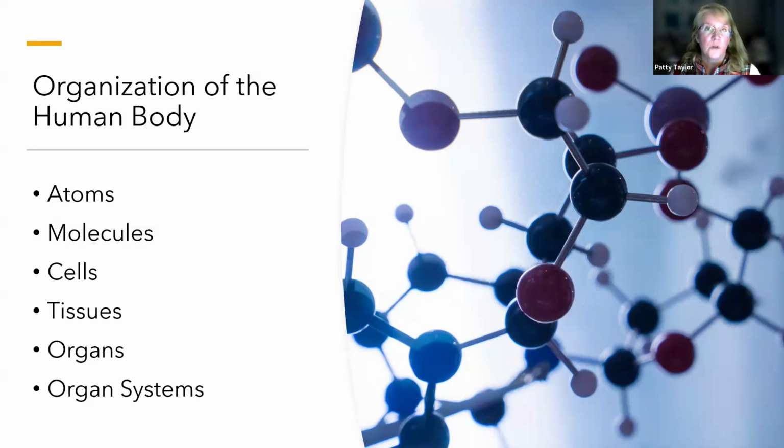So organ systems are made of two or more types of organs. There are about 10 or 11 organ systems in the human body. Depending on who you talk to, you'll get a different answer. But we're going to go over the primary organ systems, looking at their functions and their primary organs.